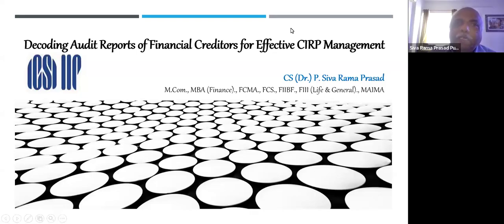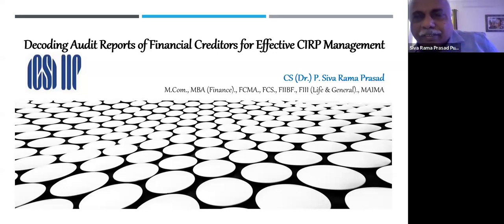Decoding the audit reports of the financial creditors for effective CIRP management. This is an important subject because almost all corporate debtors have availed various loans or advances from financial institutions and the banks.